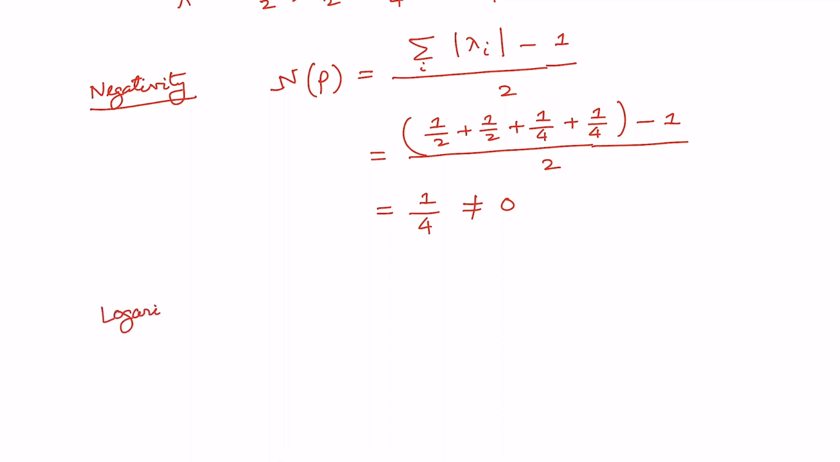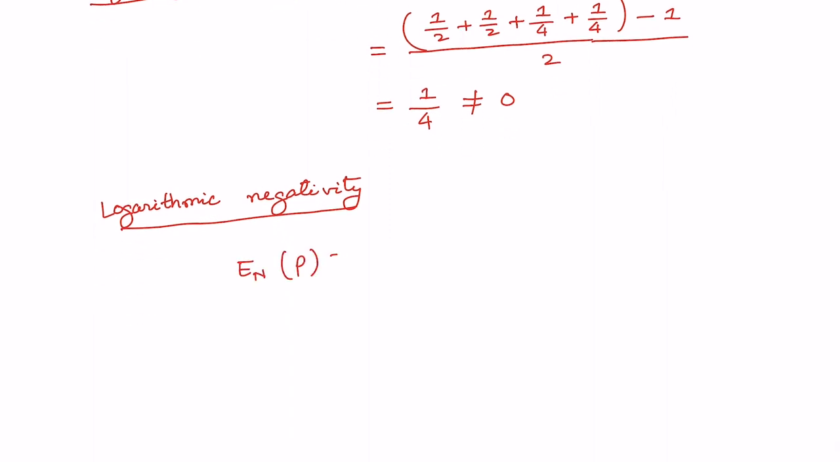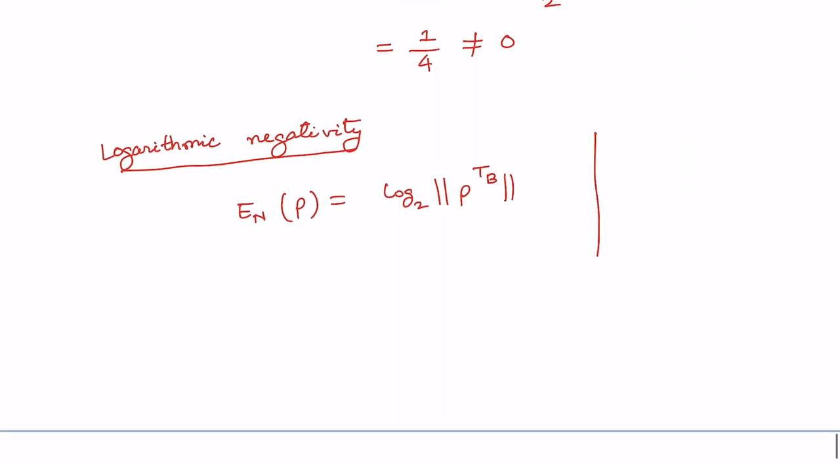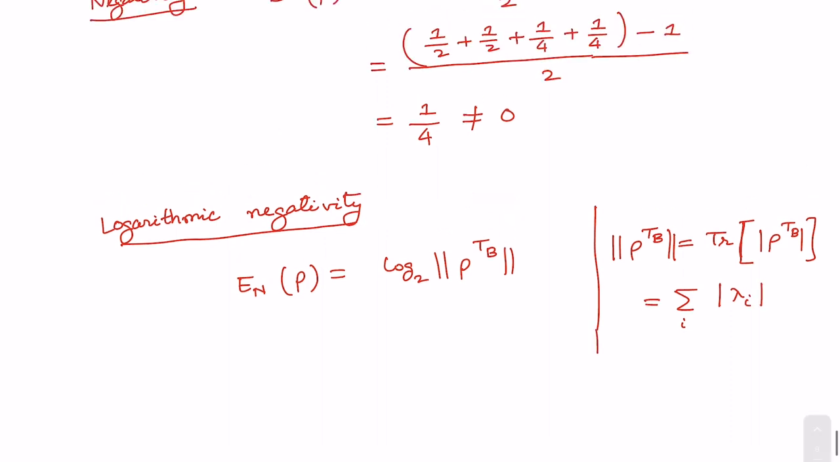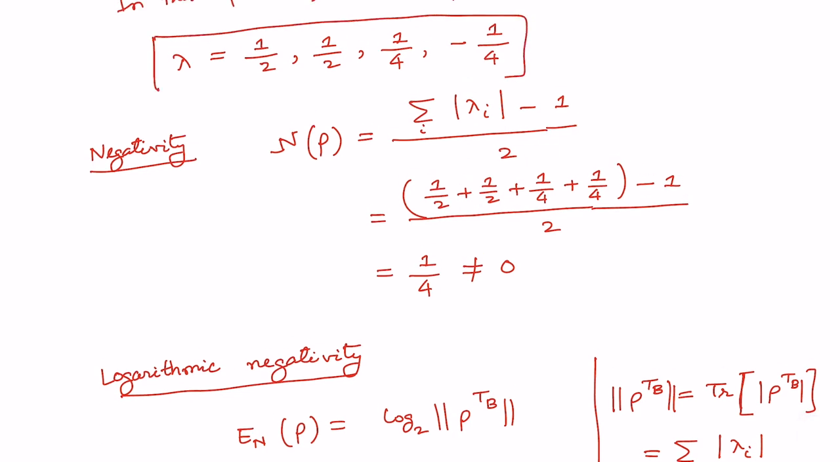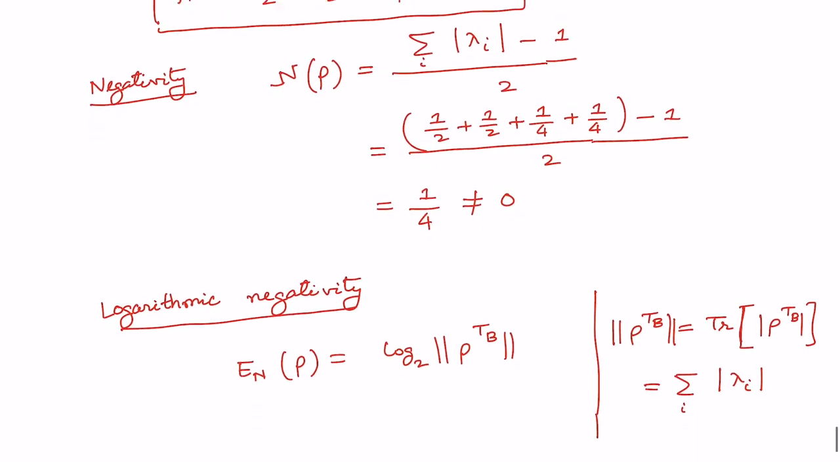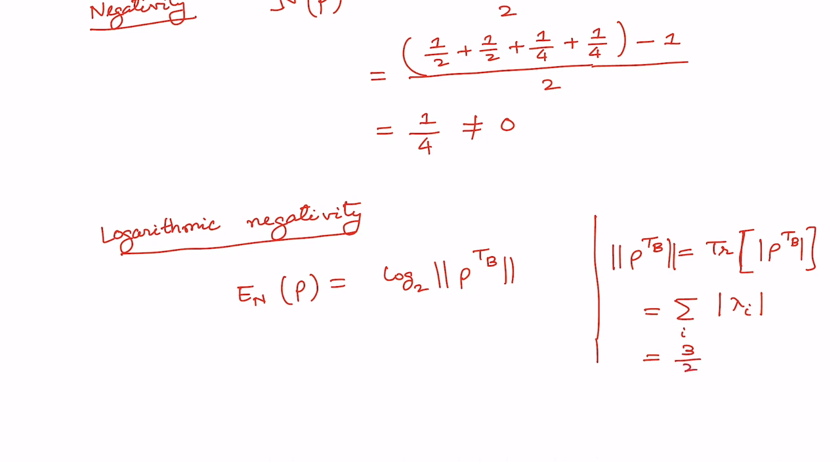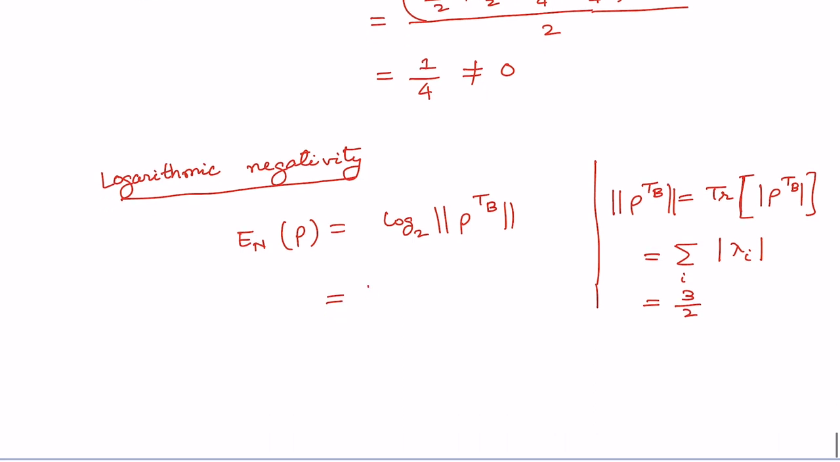And the logarithmic negativity we can easily work out. The formula for logarithmic negativity is E_N of rho is equal to log of 2 times the trace norm of rho^TB. In fact, the trace norm of rho^TB is equal to the sum of the modulus of all the eigenvalues of rho. Because the eigenvalues we have already worked out, if you add all this, taking the modulus, then you are going to get 3/2. So this implies that the logarithmic negativity would be log 2 of 3/2. So this is the answer that is required.